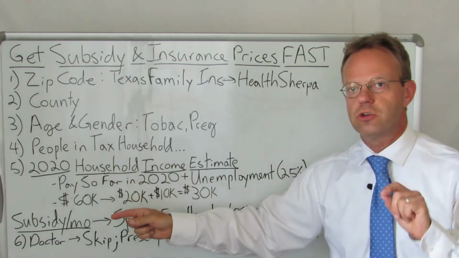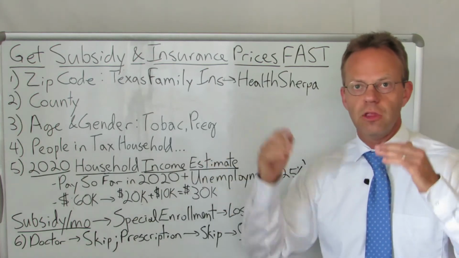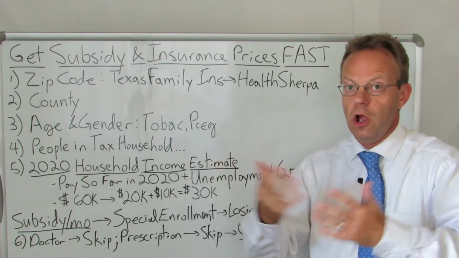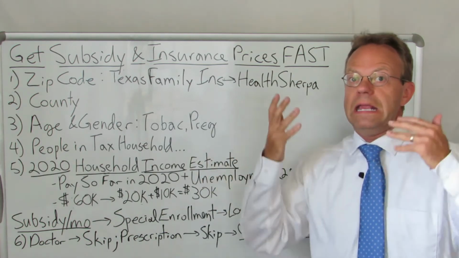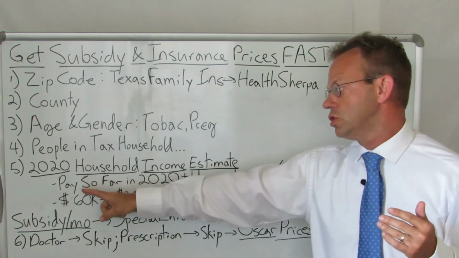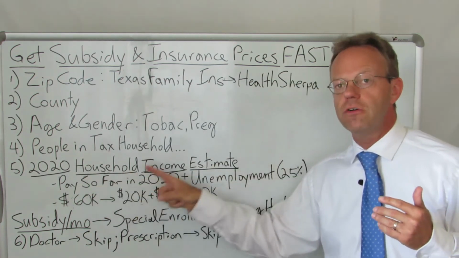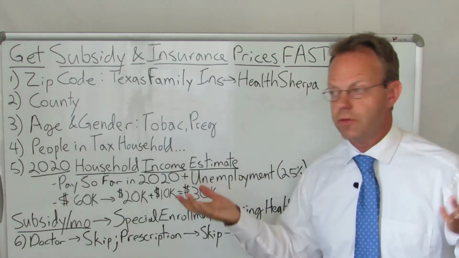Okay, on that same screen, it's going to ask you to estimate your 2020 household income. In other words, for all of 2020. We're only part of the way through the year. So how are you going to do that? Well, if you've lost your job, like through no fault of your own, then what you're going to want to do is put in what you've been paid so far in 2020, plus any unemployment benefits that you might receive that you've applied for.